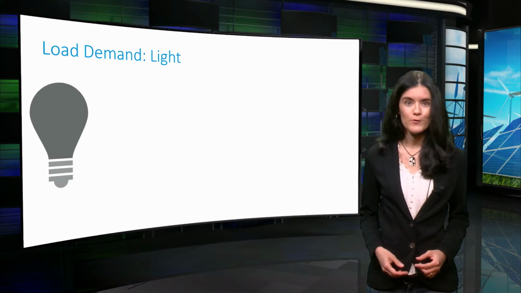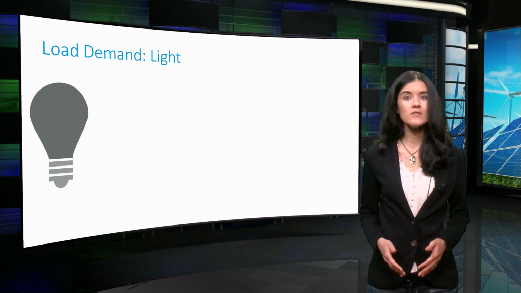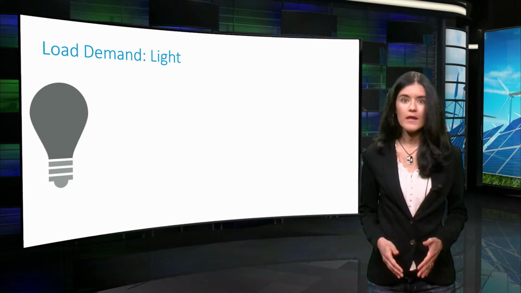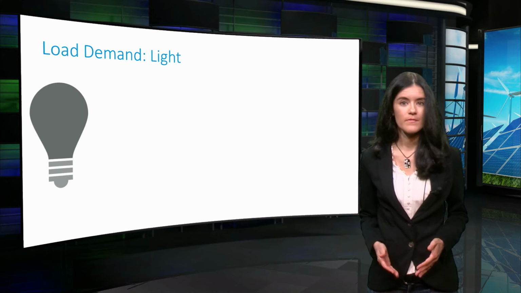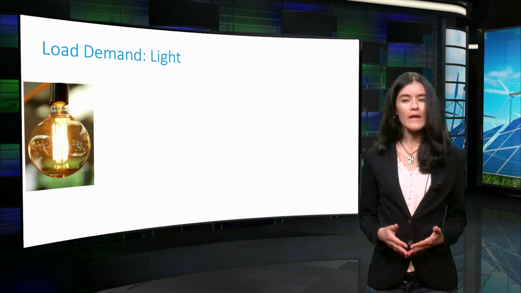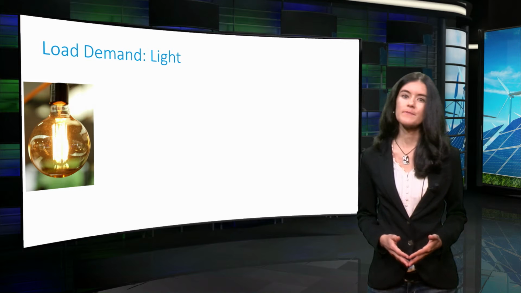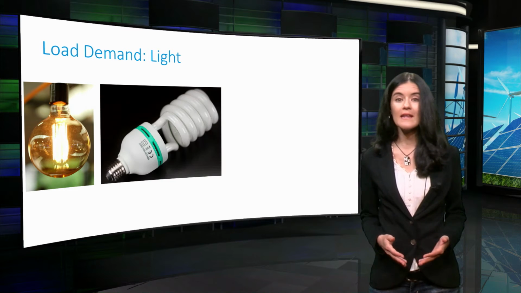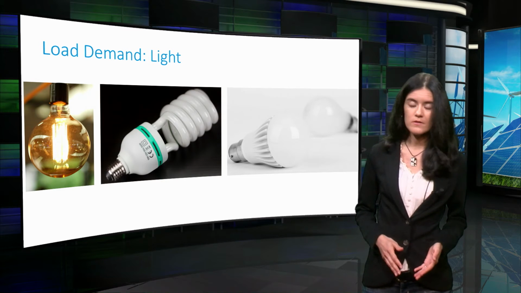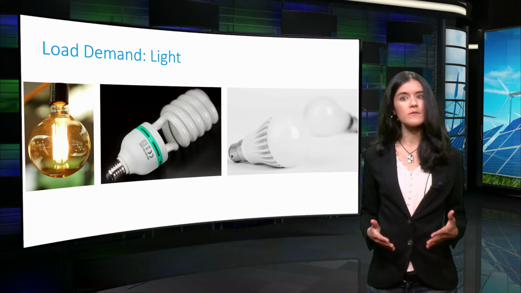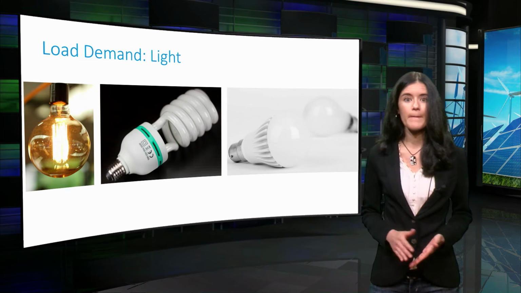One of the main loads is lighting. Major changes have occurred during the past years in order to make lamps more efficient. The incandescent lamp has a relatively low efficiency and has been replaced by fluorescent lamps and LED lights during the past years. Let's focus on the different types of lamps for a moment.